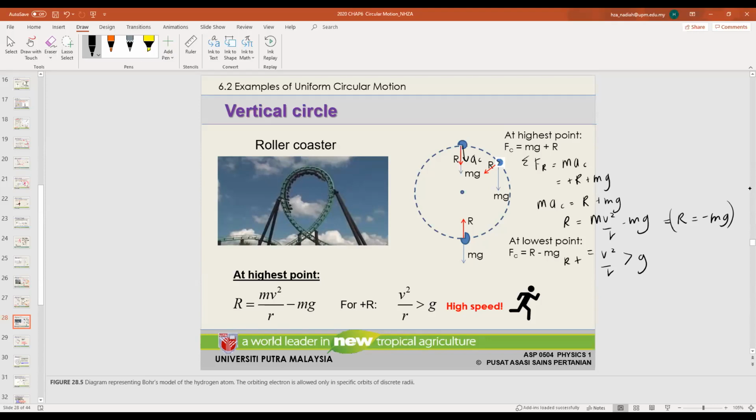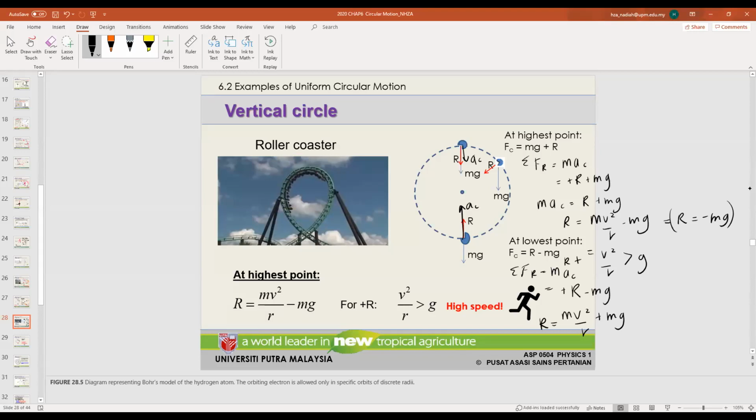Okay, at the lowest point, sama juga. You have your R pointing upwards, your MG pointing downwards. AC is towards the center of the circular motion. And FR equals to MAC. Comotnya. And then in the AC direction, positive R minus MG. R dalam sama direction as AC, so it becomes positive. MG terbalik, so it becomes negative. So R equals MV squared over R plus MG. So at this point, I can go as fast as I want and I will not fall off.